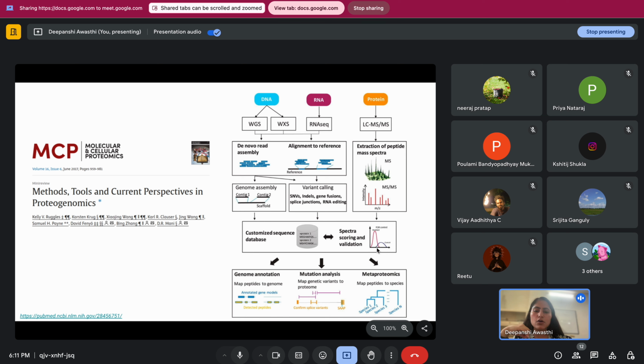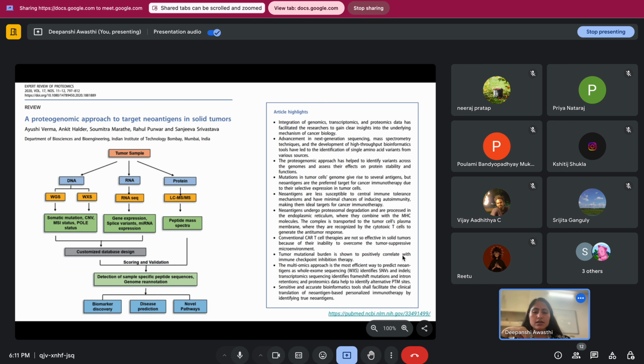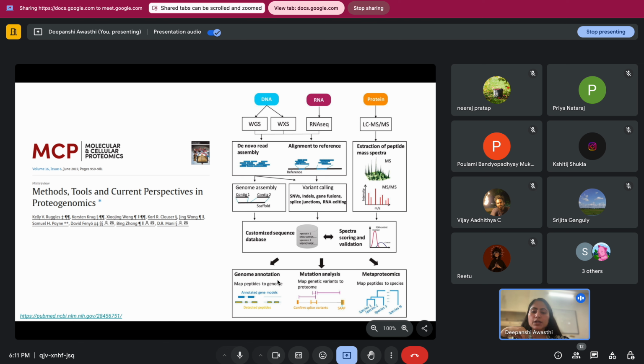But in mass spec, we already have the fragments, the peptide sequences, which we compare with the already available reference protein sequences. So it is a validated protein sequence, whereas in the case of DNA and RNA sequencing, we have a predicted protein sequence. Now we will compare both of them. We will validate whether the protein sequences we have obtained are present in the reference protein sequences or not. After that, we can do genome annotation. We can map peptides to the genome, or we can perform mutation analysis. We can check how the normal genome and the cancer genome vary, and where the variations are.